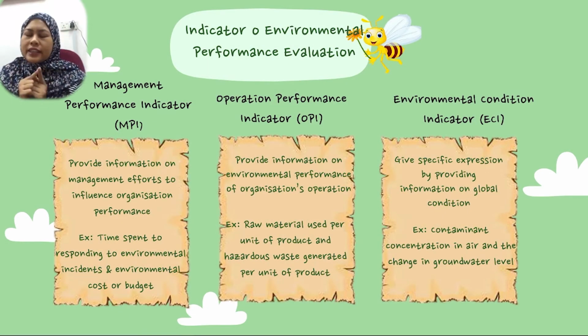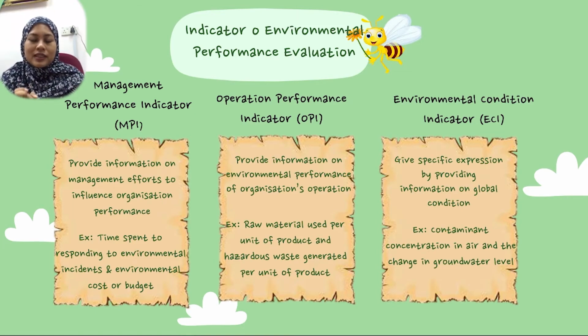So, what is the indicator of environmental performance evaluation? There are three indicators in environmental performance evaluation. The first one is MPI, second one is OPI, and the third one is ECI. The first one is MPI, Management Performance Indicator. MPI provides information on management effort to influence the organization's performance. Examples for MPI are time spent responding to environmental incidents and also environmental cost or budget.